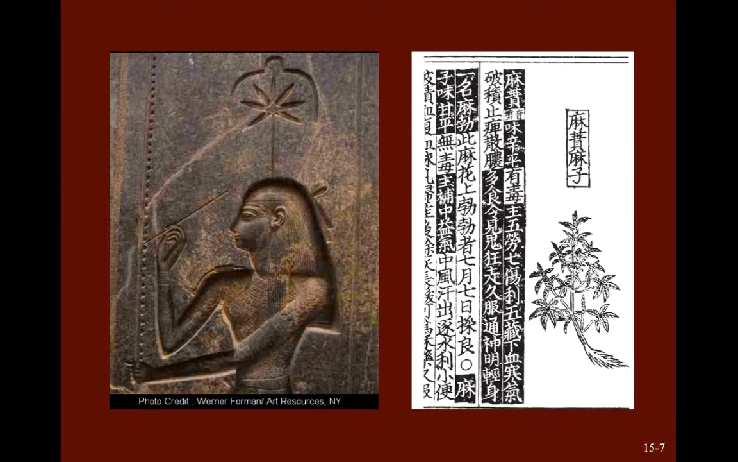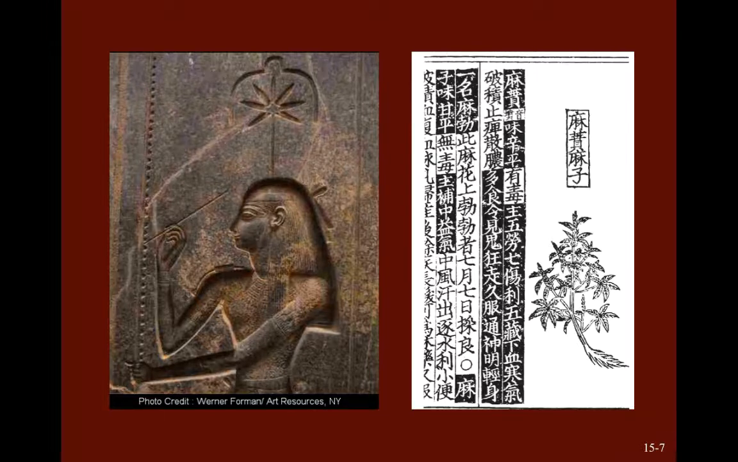Here we've got some images of marijuana consumption in ancient Egyptian art, as well as an ancient Chinese text that talked about the medical properties of marijuana. So yet another product that we see widely consumed over human history.